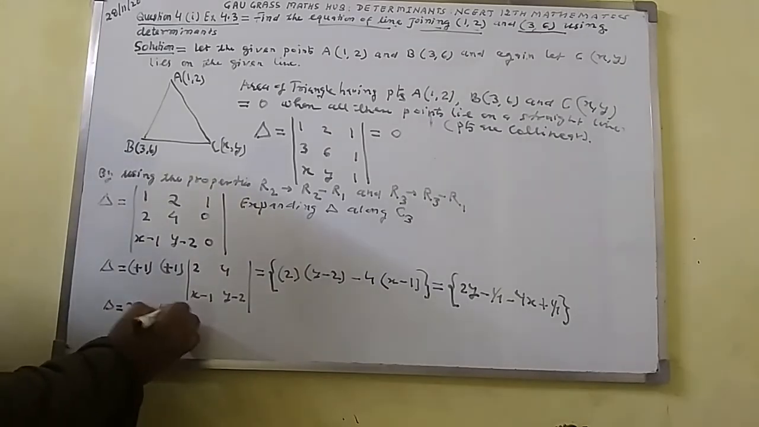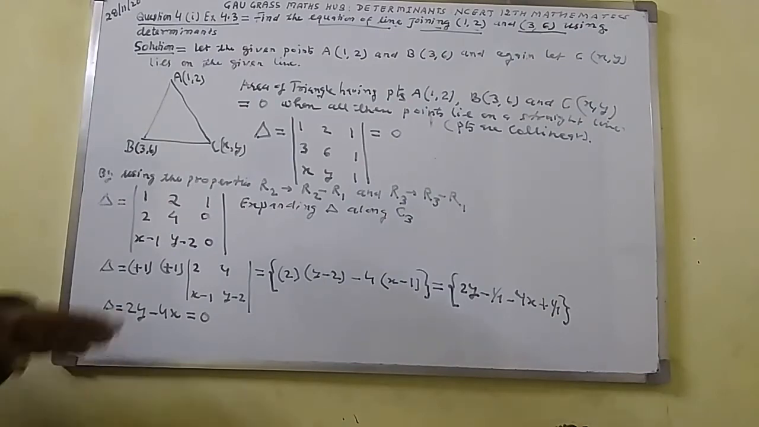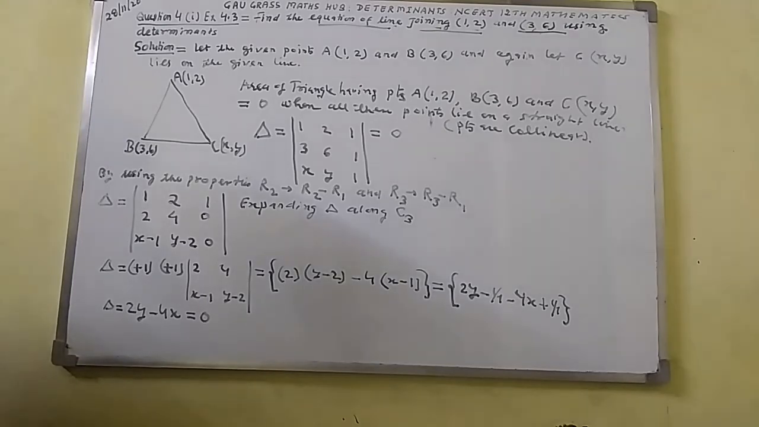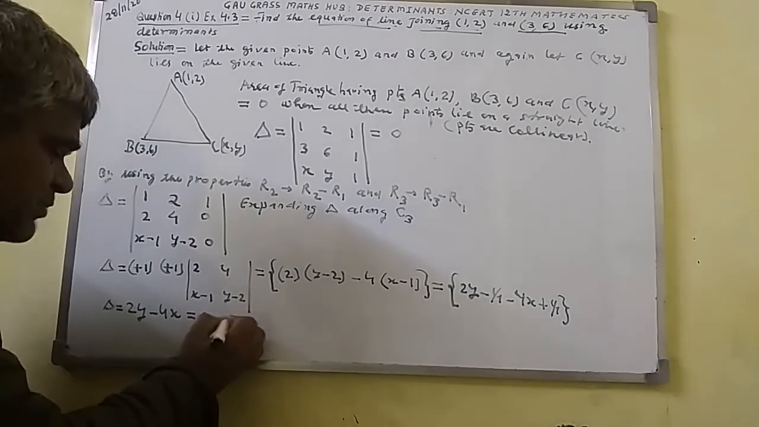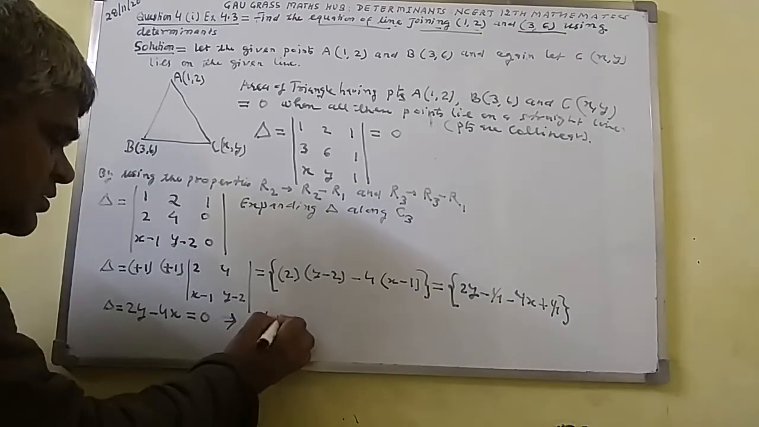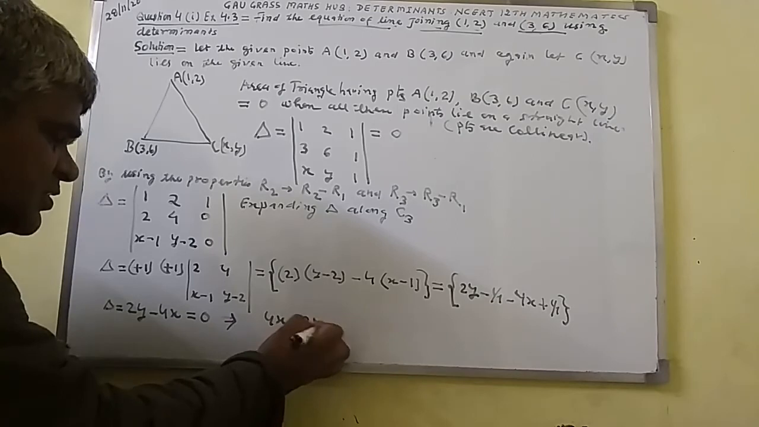minus 4x equal to 0, because since all these points A, B and C are lying on a straight line, this means that all these points are collinear. That's why the area of triangle will be 0. So here you have formed the equation. Equation you can see here. You have got the equation here. Implied that equation will be 4x minus 2y equal to 0.